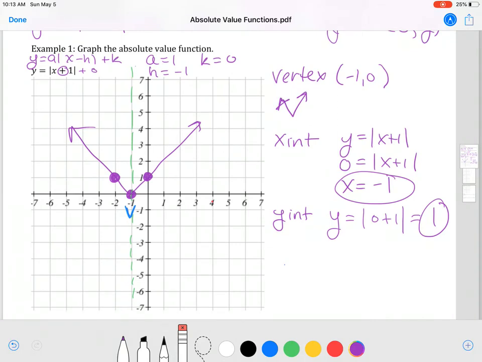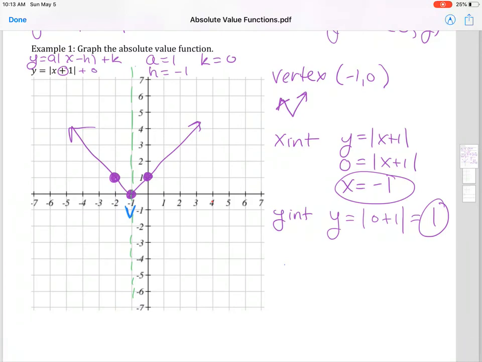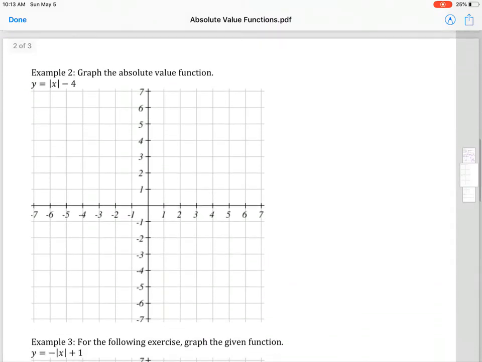So don't forget that absolute values are symmetric with that line of symmetry coming up through the vertex. So if you don't have enough points to plot, you can use that symmetry to plot points on the other side of that line of symmetry to complete your graph. Okay, next example.